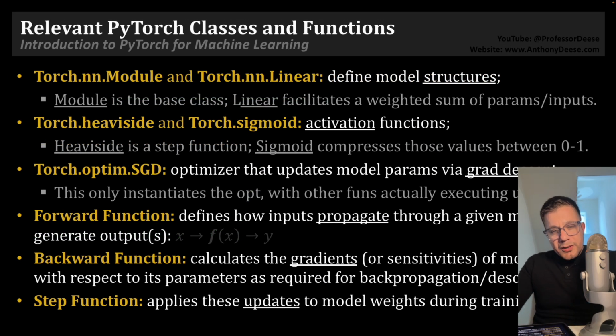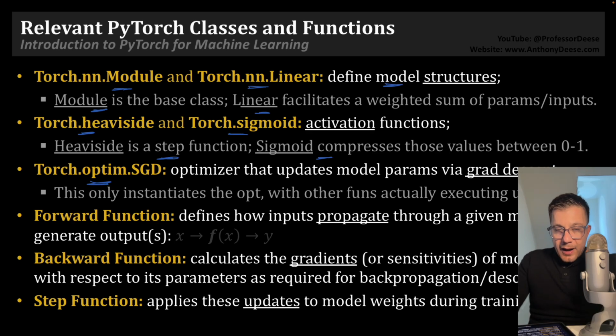All right, so what are some important PyTorch class objects and functions that we need to be familiar with for the training code we're going to show? A couple of these we've already seen, right? The torch.nn.module and torch.nn.linear. These together define the model structure. The module is the base class, and linear facilitates the weighted sum of the parameters and the inputs. We have here torch.heaviside and torch.sigmoid. Those both can be used as activation functions. Heaviside is a simple unit step function, while sigmoid compresses those values between 0 and 1.